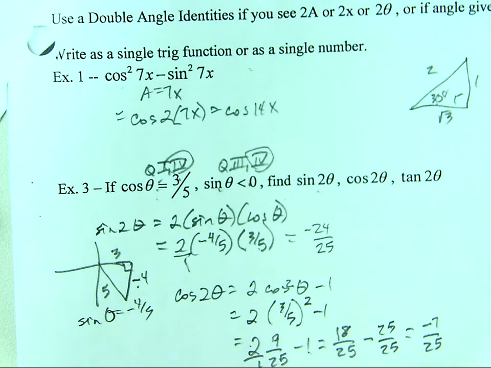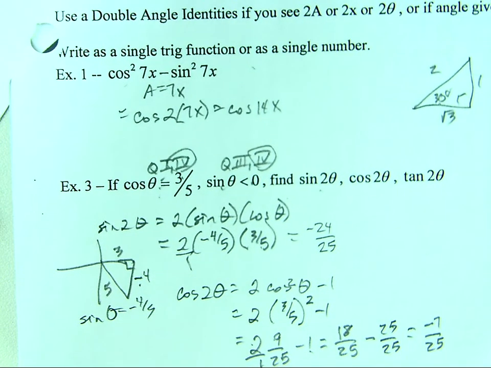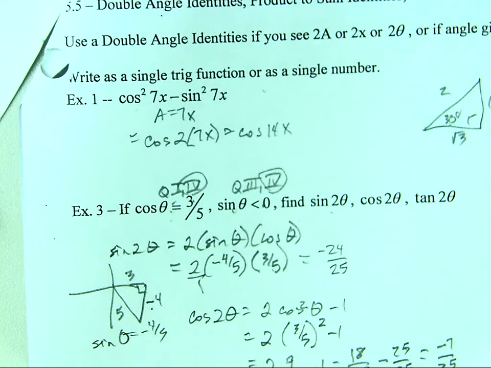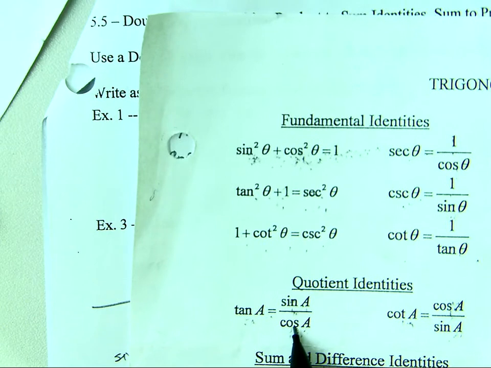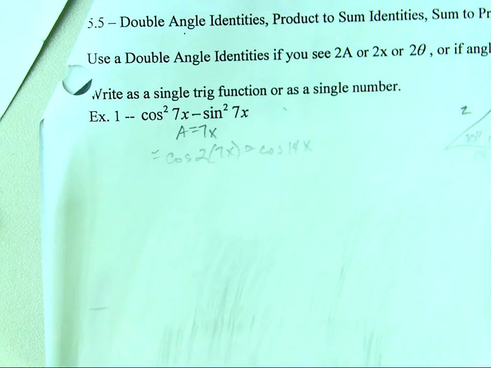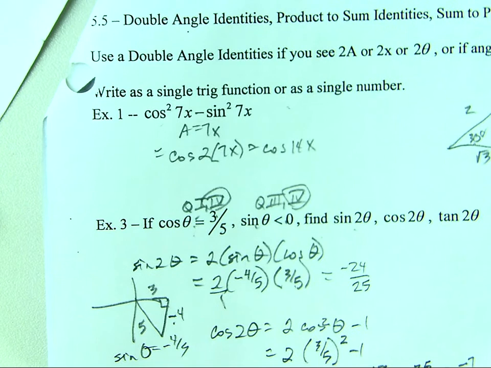Now for tangent of 2 theta, you have 2 choices. We could use the identity. We could look up the identity for the tangent of 2 theta, or since we know the sine and cosine, we have that quotient identity that says tangent equals sine over cosine. So here we know the tangent of 2 theta is actually the sine of 2 theta over the cosine of 2 theta. Well, we already have those. The sine is negative 24 over 25. The cosine is negative 7 over 25.